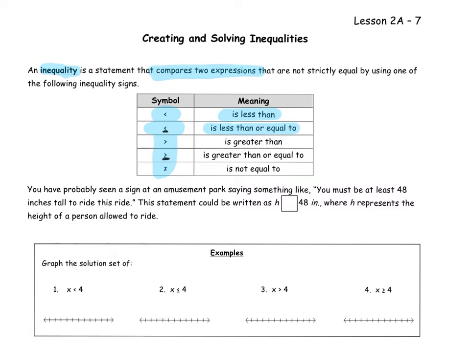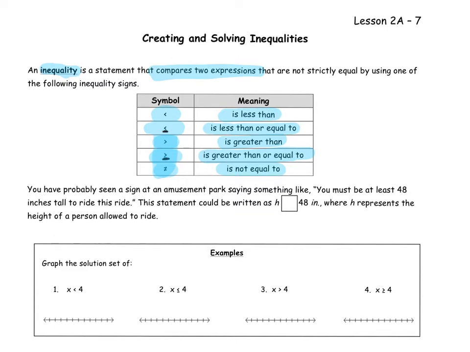Okay, our next one, this here is greater than. The next one again has the equals to, and it's facing to the left, so this is greater than or equal to. And then lastly, that line through the equal sign means it's not equal to. Okay, so just continuing on, this is all from our packet. We're on page 21.